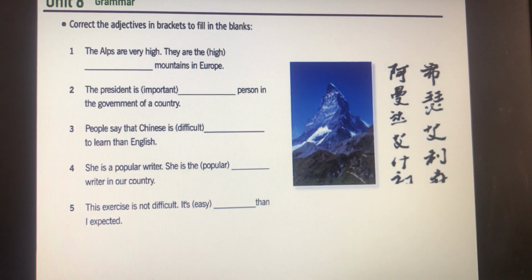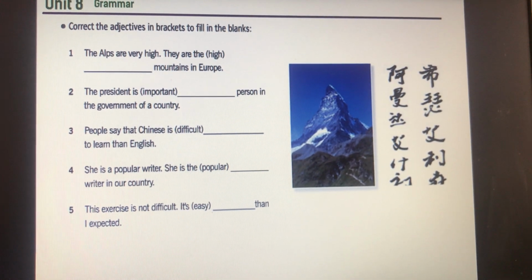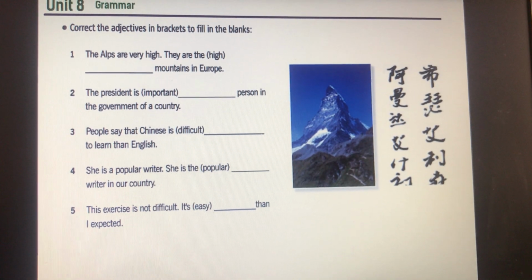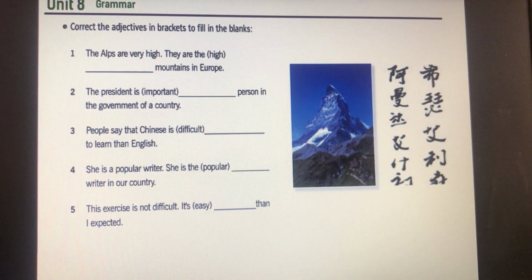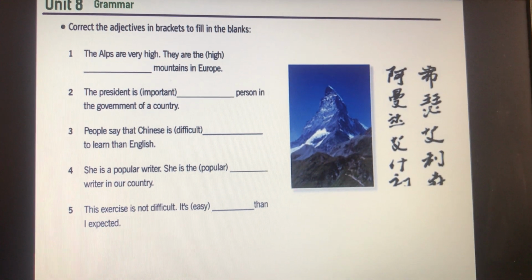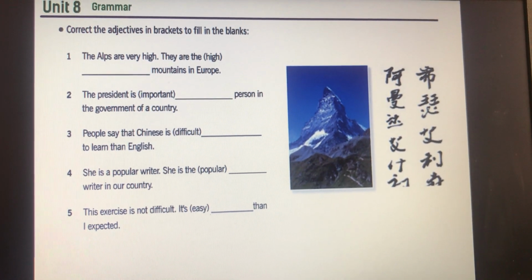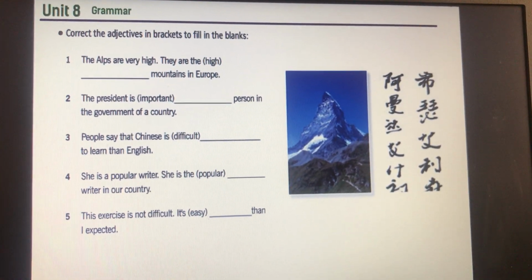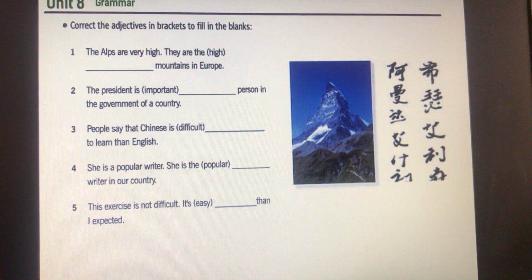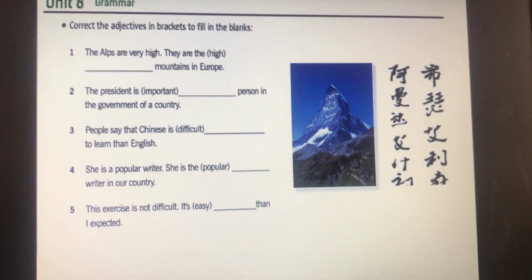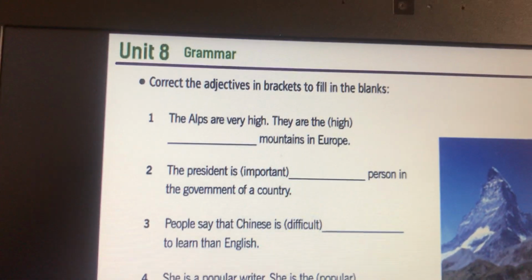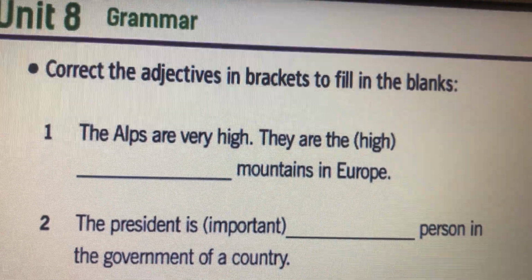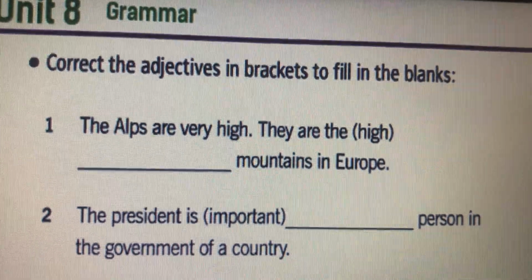He is tall. Comparative adjectives. He is taller than his brother. And superlative adjectives. His cousin is the tallest in the family. And so on. Let's see this exercise. As you see, correct the adjectives in brackets to fill in the blanks.